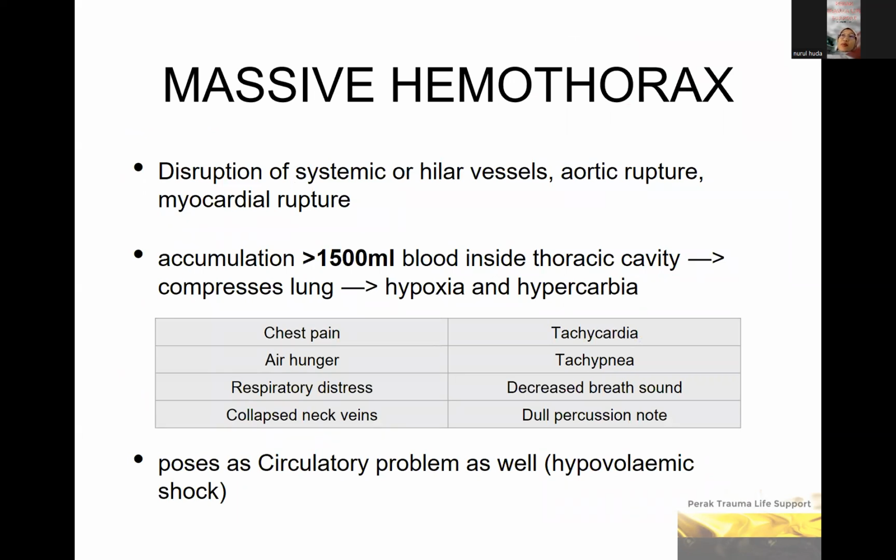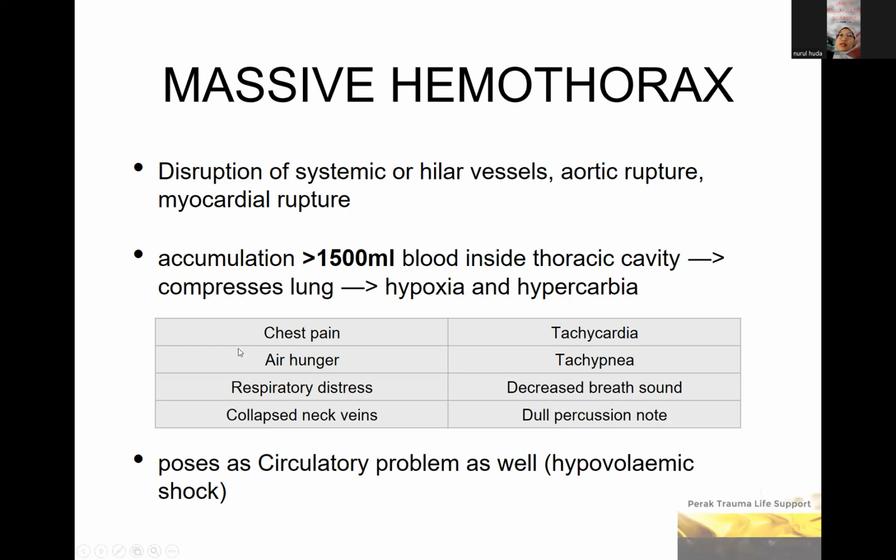Next is massive hemothorax. It occurs when there is a destruction of systemic or hilar vessels, when there is an aortic rupture or myocardial rupture. So the massive hemothorax is defined by the accumulation of blood inside the thoracic cavity, at least 1,500 mL. It can compress the lung and subsequently will cause hypoxia and hypercarbia.